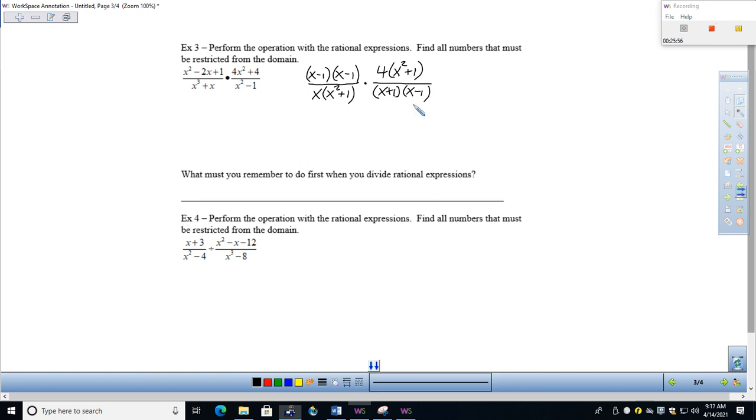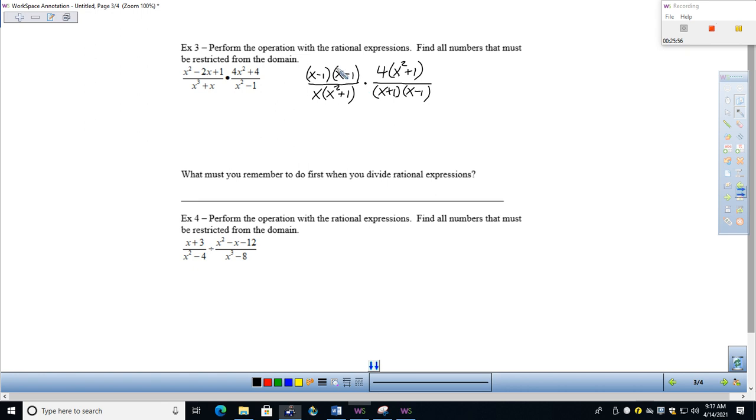Now notice, everything is separated by multiplication. This times this times this times this. Denominator also, this times this times this times this. Because everything is in factored form, and because we do have multiplication, which allows us to cross-cancel, we can go ahead and eliminate anything that is in the numerator that is also in the denominator.